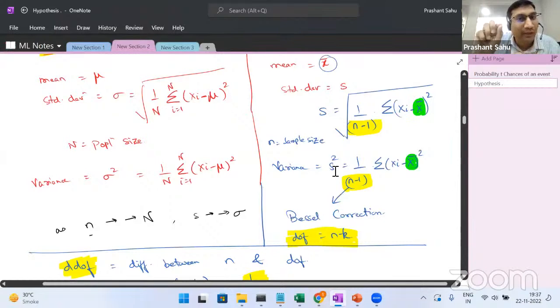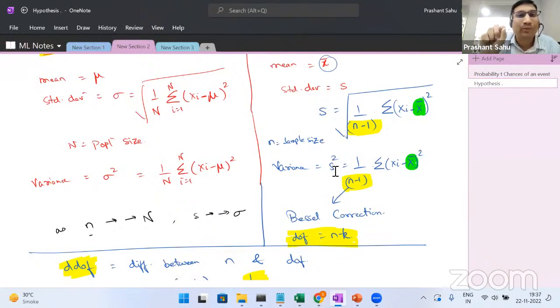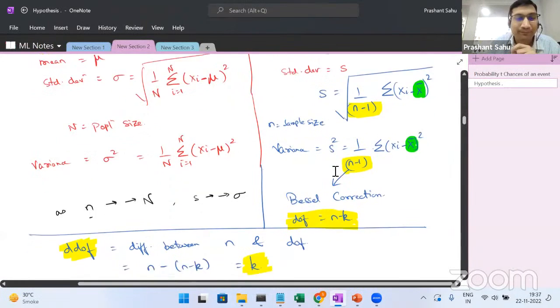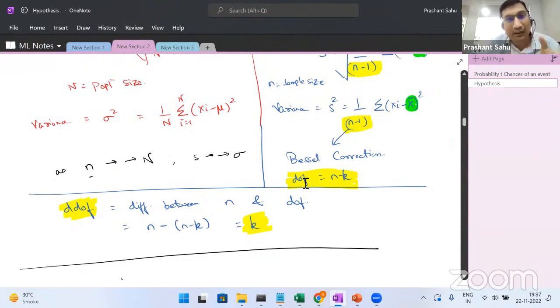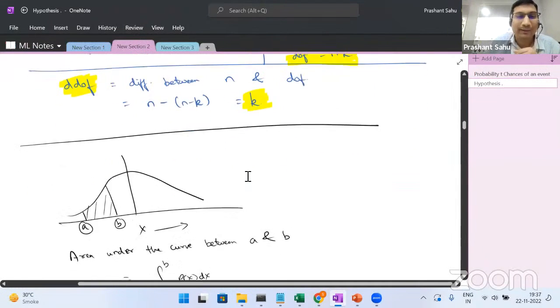So you are using one of the parameters from the same sample, and so the degree of freedom will decrease by 1. So we'll call it as DDOF. Basically, that is the difference between n and the degree of freedom. So basically, the degree of freedom is n minus k. Why do we need to bother about this? Will come in the t-test. So I'll come back and revisit this point.